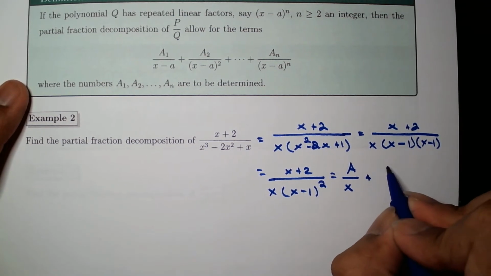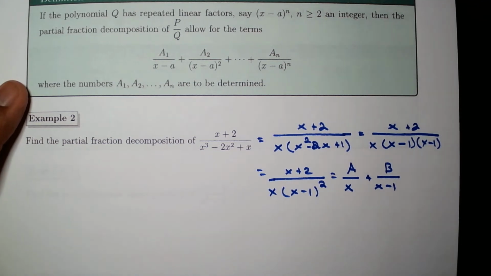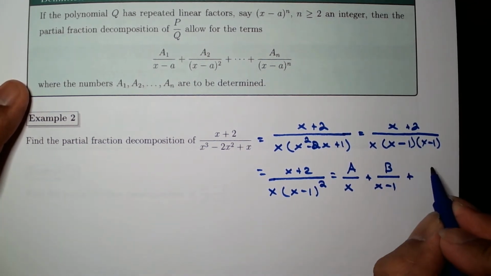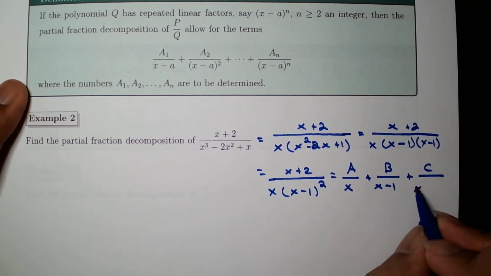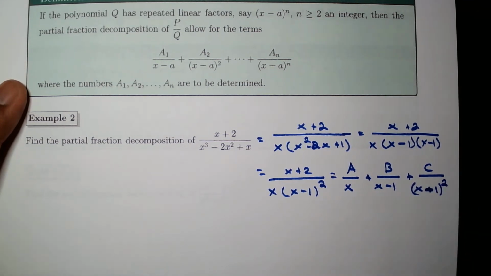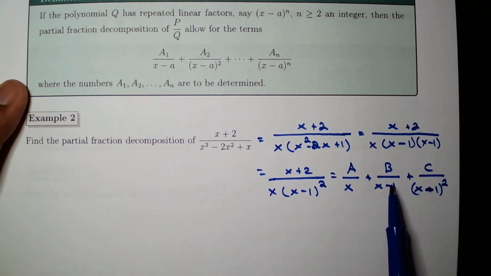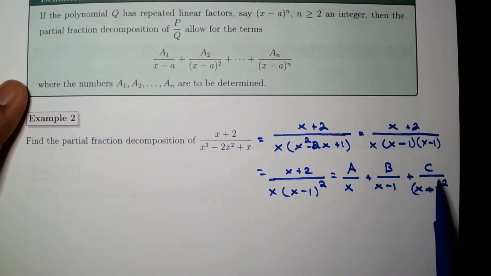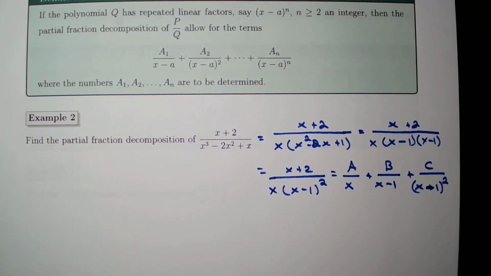So plus b over x minus 1, well, that's the first power, and c divided by x minus 1 squared, and we stop there. Again, if we had this to the fourth power, for example, we would have written x minus 1, and then x minus 1 squared, and then x minus 1 to the third, and then so on all the way to the fourth power.